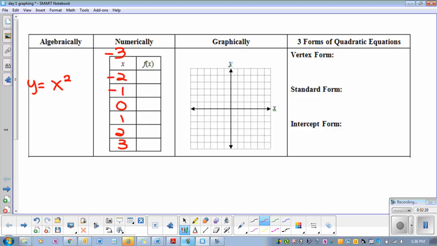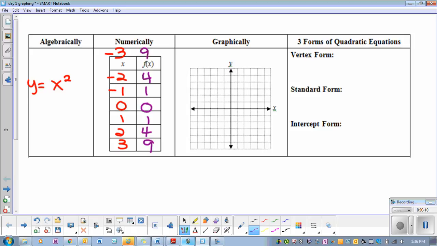When I check on the table in the calculator, when my x number is 0, what is my y number? 0. How about for 1? 1. How about for -1? 1. How about for 2? 4. How about for -2? 4. And how about 3? And -3? 9.